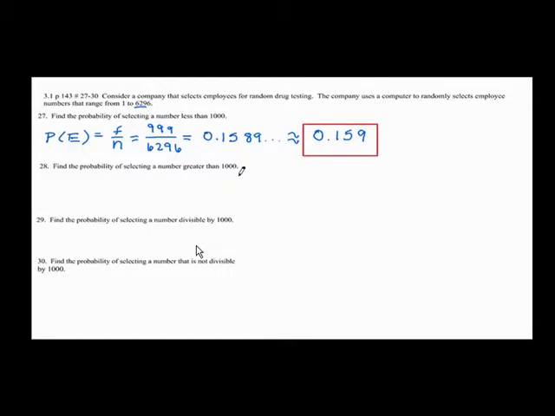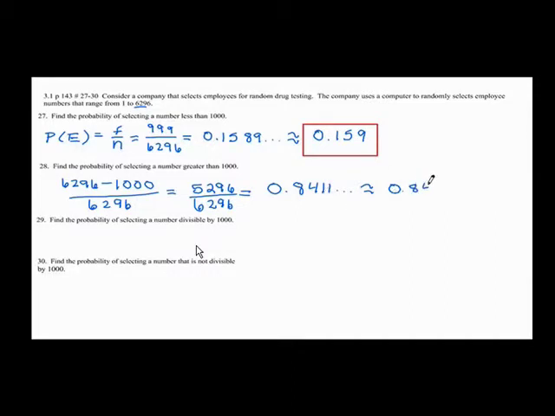Find the probability of selecting a number greater than 1,000. That is just going to be the 6296 minus the 1,000 that are less than that, like the complement, over the 6296. And so that'll give us 5,296 over 6,296. Put that in your calculator, divide that out, and you'll end up with 0.8411 and so on. If you round to 3 decimal places, this one does nothing to the third digit, so it's 0.841.